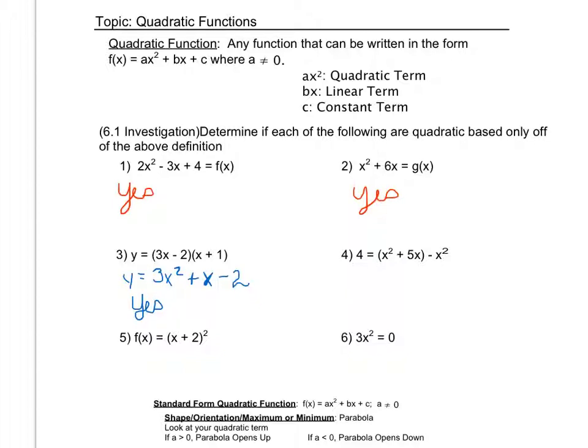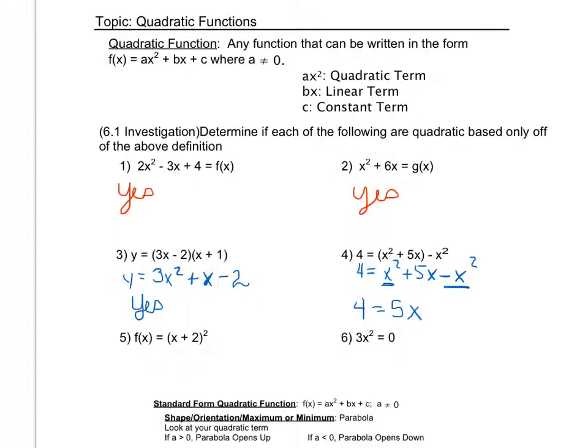Looking at number 4, I'm going to do the same thing as I did on number 3 in the aspect that I want to kind of clean it up and get it in that standard form first. So I notice there isn't anything in front of the parentheses, so I don't have to worry about doing any kind of distributing. So I can drop the parentheses and combine like terms. And I get 4 equals x squared plus 5x minus x squared. So I combine my like terms. If I have an x squared and someone takes an x squared, I have no x squareds left.